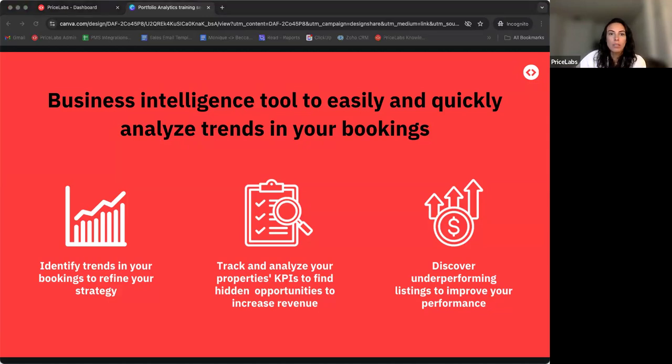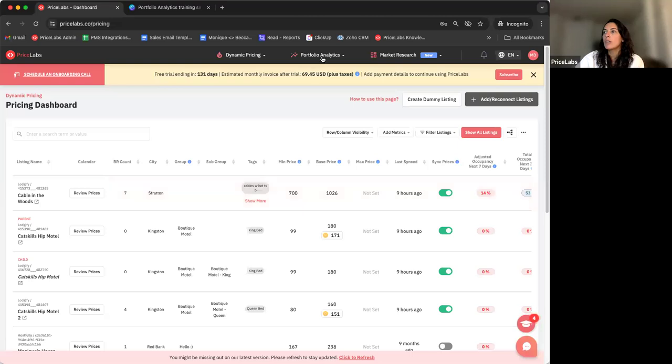All right, so let's jump into the tool and take a look at how you actually get to portfolio analytics. So here I am on my dashboard. Portfolio analytics is going to be right here in the black bar at the top, right in the middle.